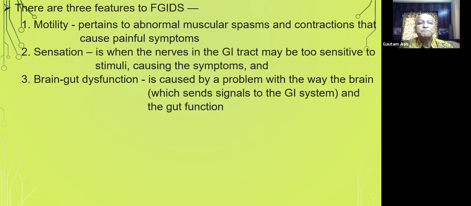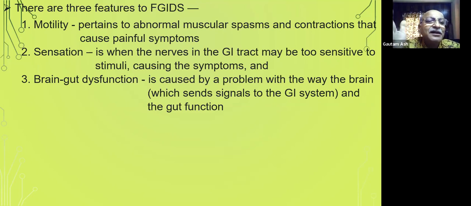There are three features of the functional gastrointestinal disorders. What are the three main or cardinal features? Based on these three features, patients are getting some sort of diseases or conditions which are either hyperactive or hypoactive or altering the functions. One is motility, another is sensation, another is brain-gut dysfunction. These are the three features.